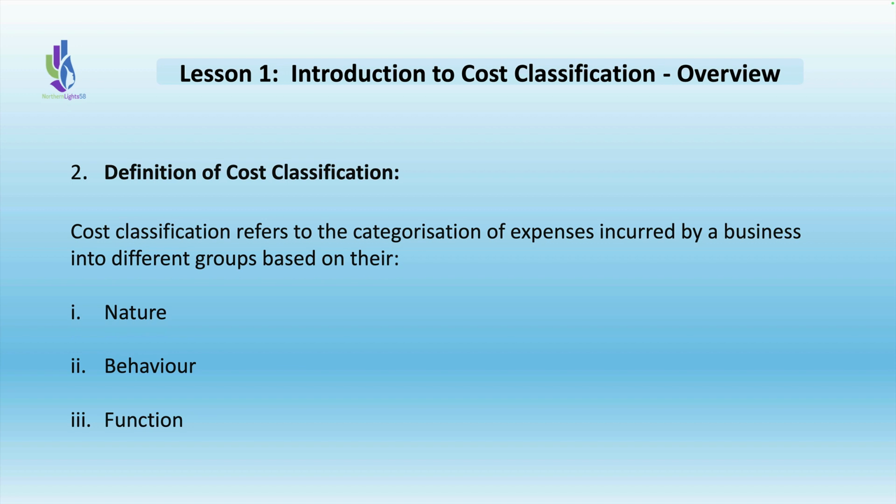Definition of cost classification. This refers to grouping incurred business expenses into categories based on their nature, behaviour, and function. It helps businesses organise and understand their costs more effectively, enabling better financial management and decision making.